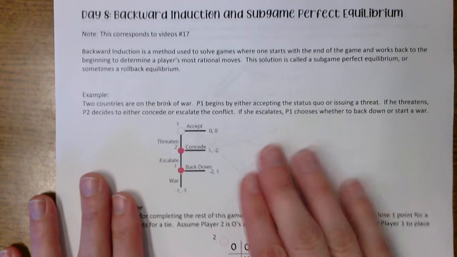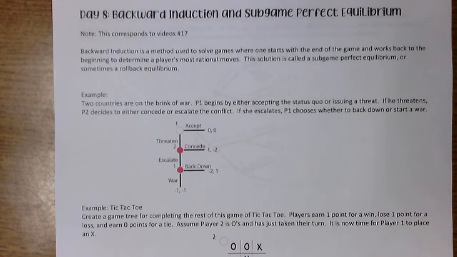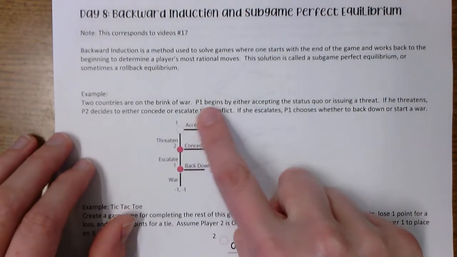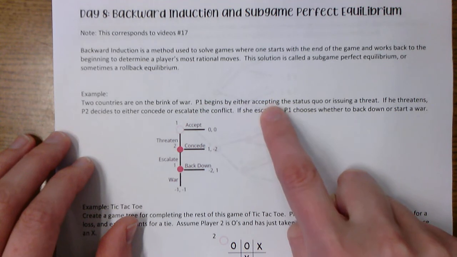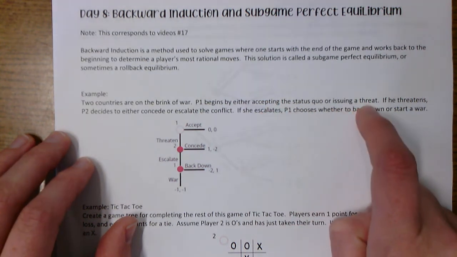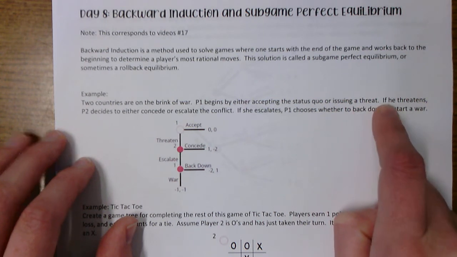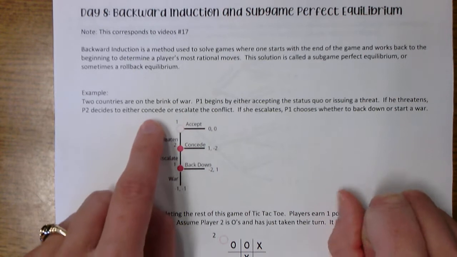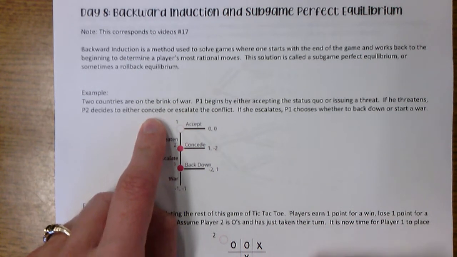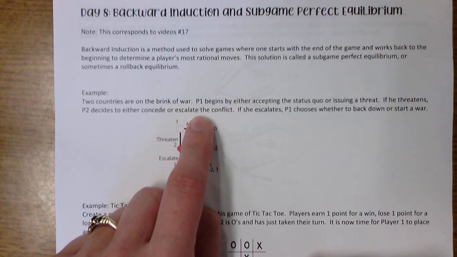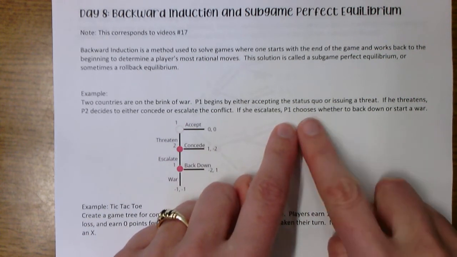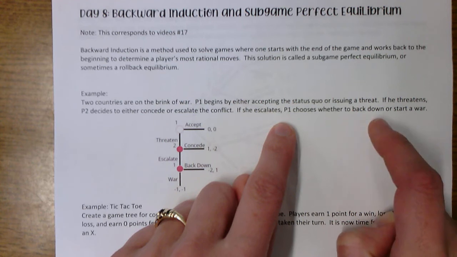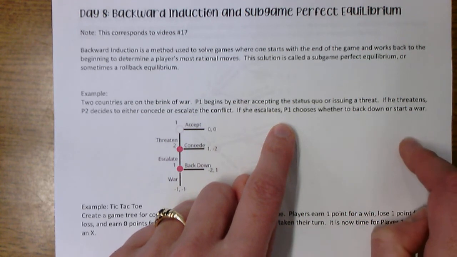So let's look at this example. We've got two countries on the brink of war. Player 1 and player 2 in this case are the two different countries. We just refer to them as P1 and P2 for ease of talking about it. The first country either accepts the status quo as it is, or they can threaten the other country. If that player chooses to threaten, then player 2 has to decide whether they're going to back down in the face of the threat or escalate the conflict. And if that player chooses to escalate, then back to player 1, they have to choose whether they're going to back down from their original threat or actually go to war.